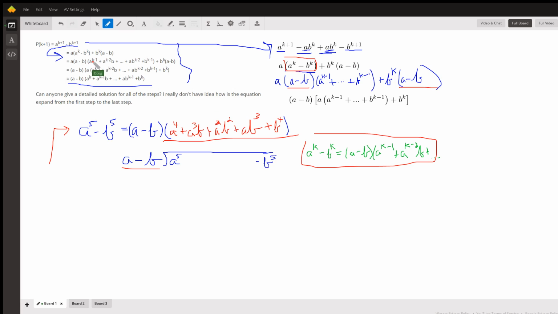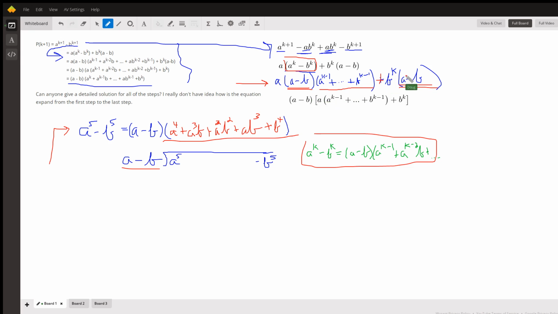Okay, so this a to the k minus b to the k, that's what they're doing. They're reducing the exponent on a by 1 and increasing the exponent on b by 1 until you get to b to the k minus 1. Okay, so that's what's happening here. We expanded a to the k minus b to the k into a minus b times this corresponding polynomial. And now, each of these terms separated by this plus sign contains the factor a minus b.